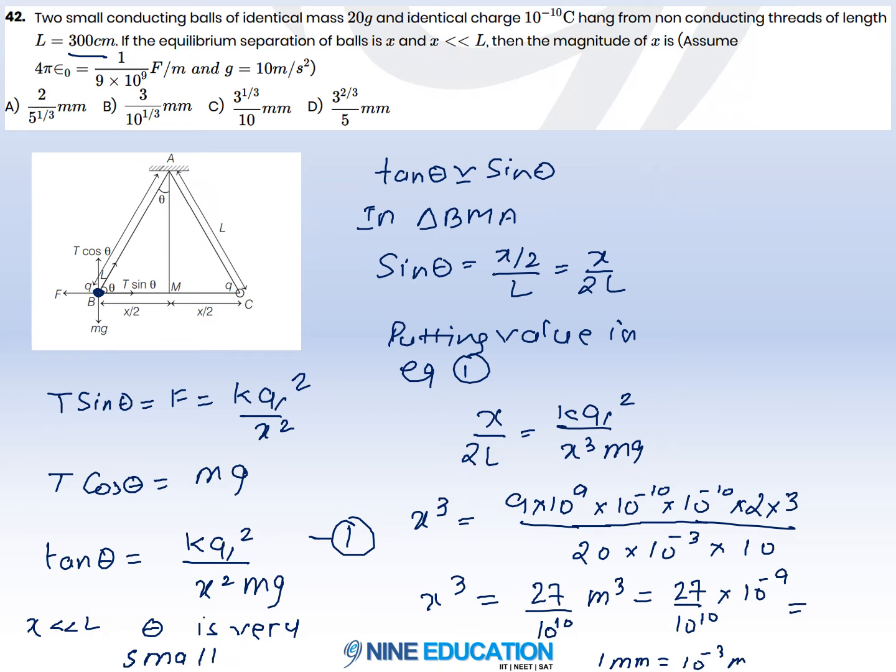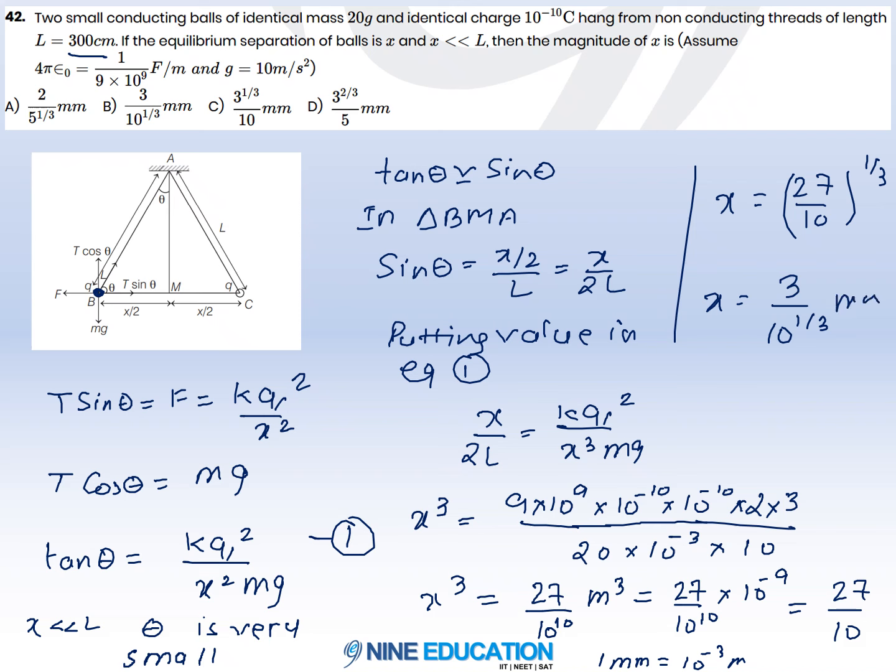So from here we will get 27 upon 10. So I'm writing here, x becomes (27 by 10) to the power 1 by 3, which will give us x equals 3 by 10 power minus 1 by 3 mm. So which option is correct? Option B is correct for this question. Okay, moving to the next question.